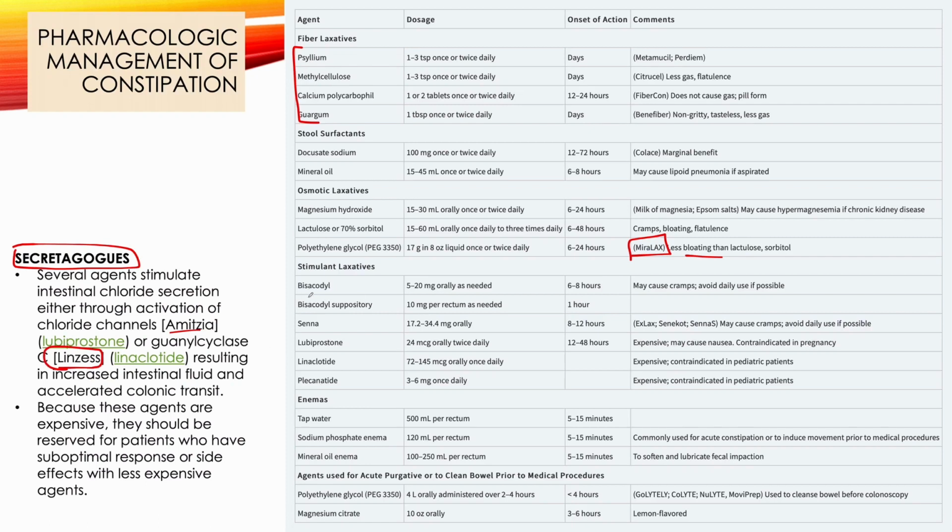There are other stimulant laxatives, although these can cause cramps because they're causing spasms and stimulating things to move, so they can have problems with that. And then enemas, of course, those are just for acute relief. And then we also use these similar medications to clean the bowel or to prep the bowel for colonoscopy. And that includes mag citrate, which is over the counter.